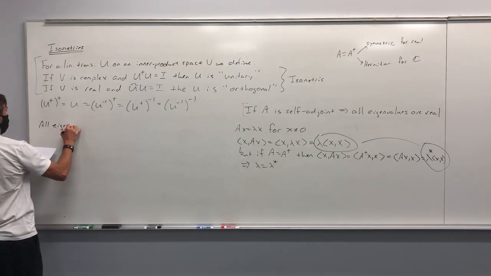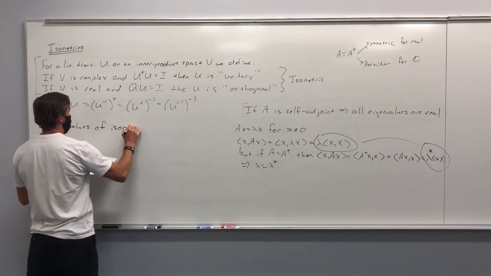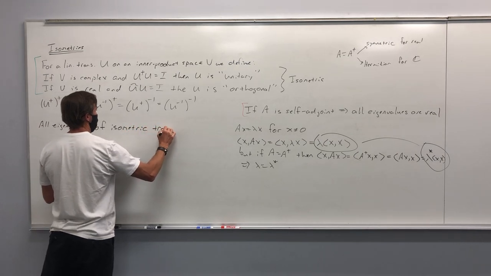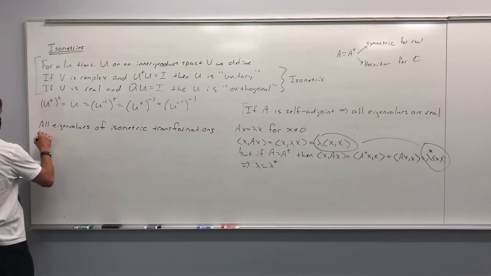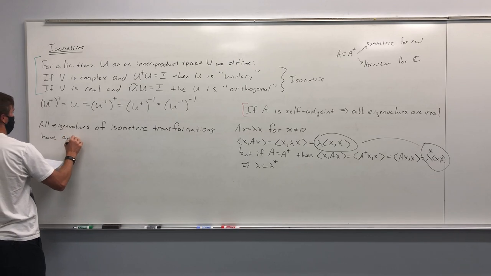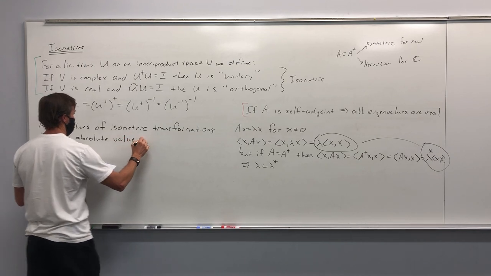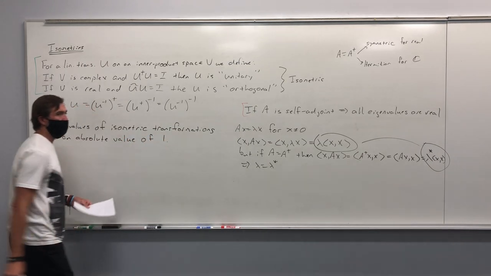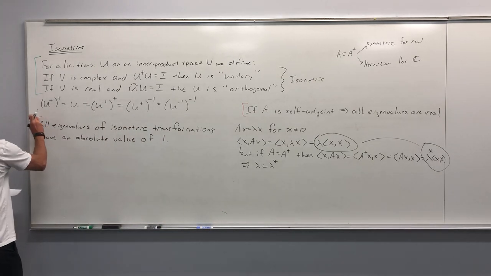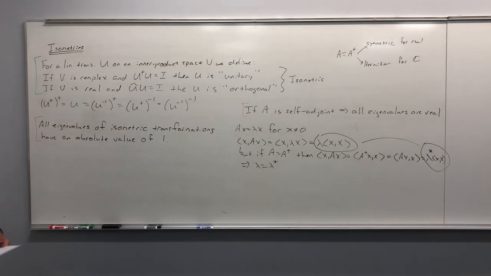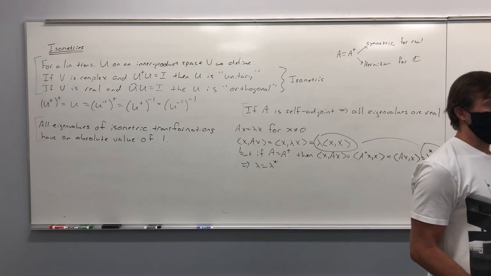All eigenvalues of isometric transformations have an absolute value of 1. They might be imaginary, but damn, their magnitude is 1. Let's prove it.